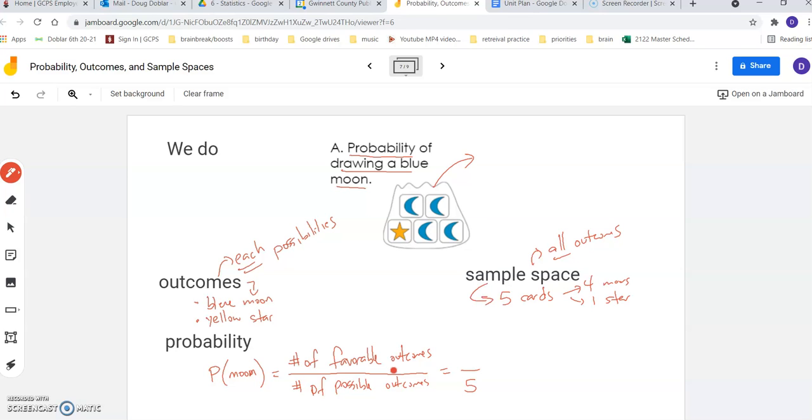That's where our sample space comes into play. There's 5 cards. So how many are favorable? Well, in this case, 4 of the 5 cards are favorable. So I don't have a 50-50 chance of winning. I actually have a 4 out of 5 chance of winning. That's pretty good. 4 out of every 5 times I play, I would probably win this game. Y'all, that is how you express and talk about outcomes, sample spaces, and probability.